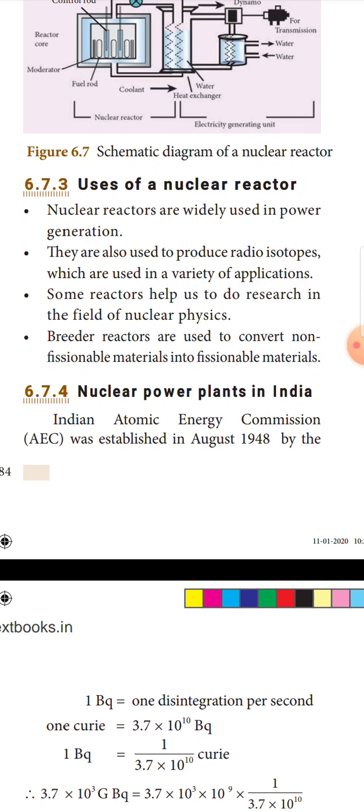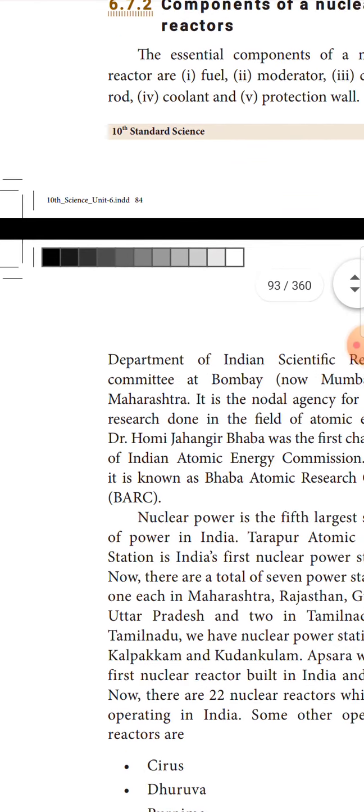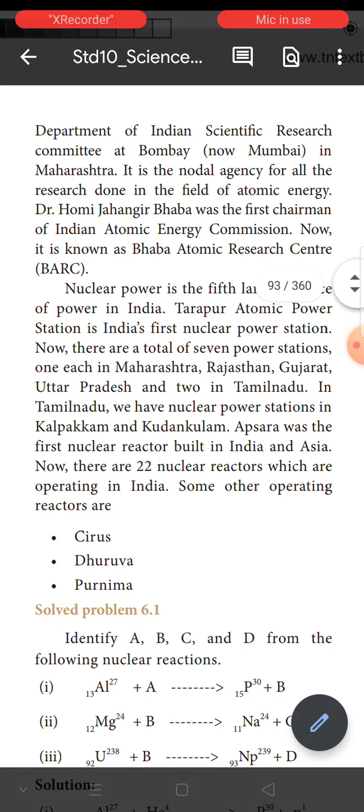The Indian Atomic Energy Commission (AEC) was established in August 1948 by the Department of Indian Science Research Committee at Bombay, now Mumbai, in Maharashtra. It is a nodal agency for all the research done in the field of atomic energy.